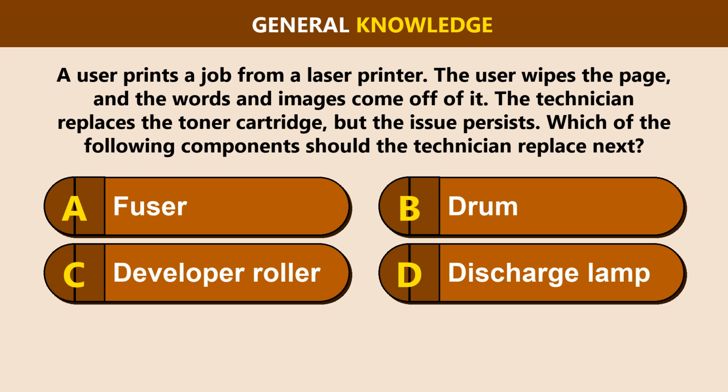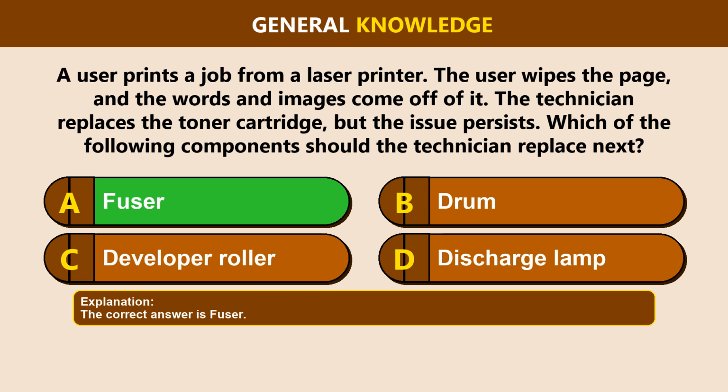Option A, fuser. Option B, drum. Option C, developer roller. Option D, discharge lamp. The correct answer is option A, fuser.